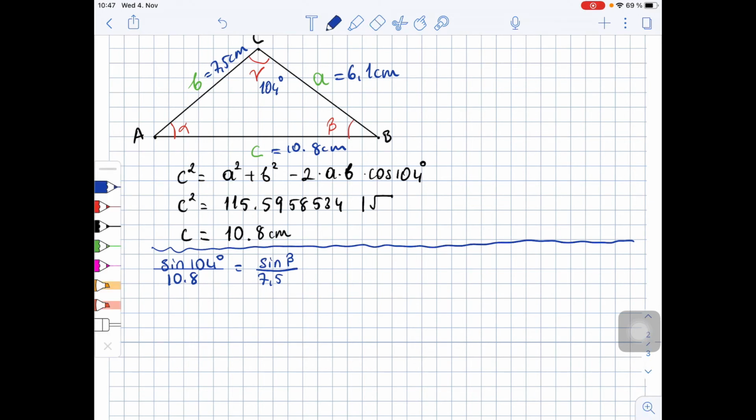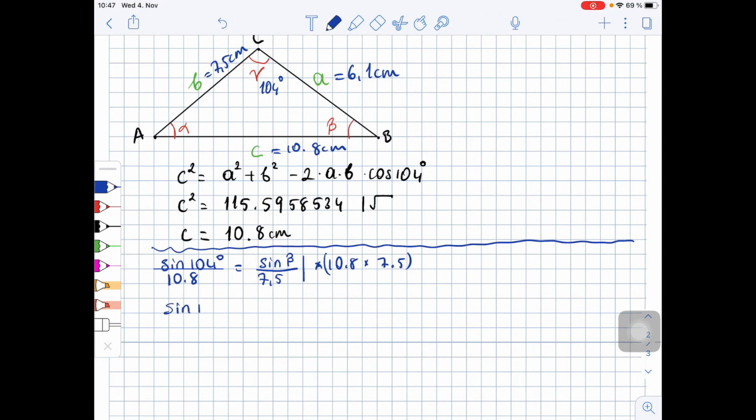Okay. What I need to do, remember the Bruchgleichungen now? Bruchgleichungen. So multiply both sides by 10.8 and 7.5. When you multiply it, those are going to cancel out each other. This and this are left on this side. So let's write it down.